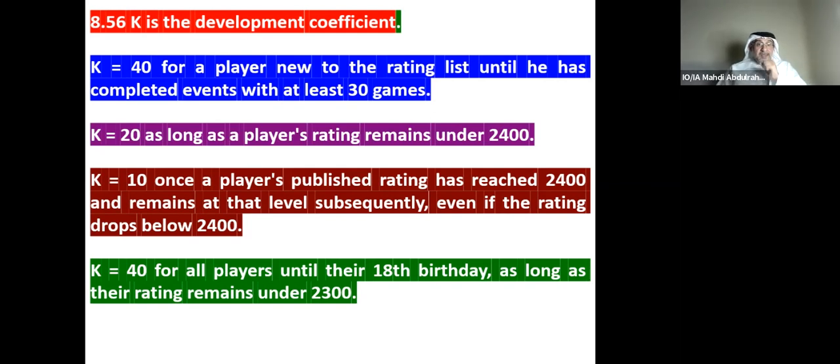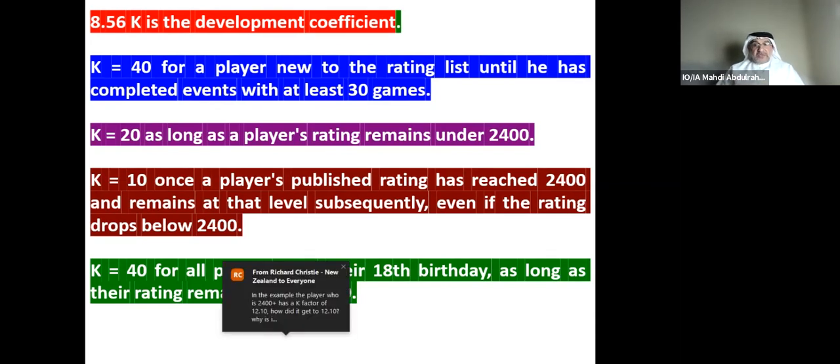Okay. Then we have K factor 40 for all players until their 18th birthday, as long as their rating remains under 2,300. So K factor starts from 40 until you play 30 games. And once you are above 18 years, the K factor will change.